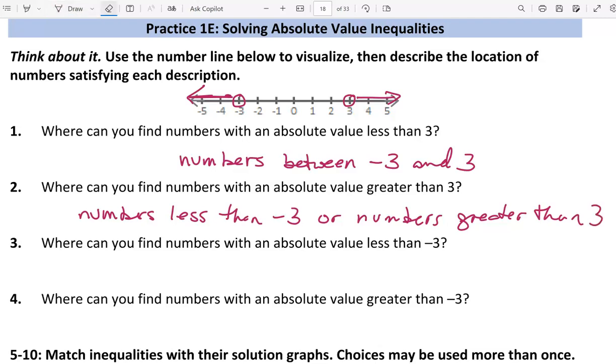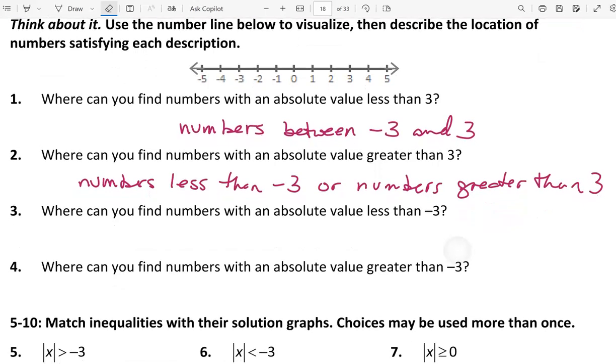Where can we find numbers that have an absolute value less than -3? Well, that's a distance, correct? So distances can never be less than a negative number because a distance is always a positive number or possibly 0. So a distance can never be less than -3. So where can I find those numbers? Nowhere.